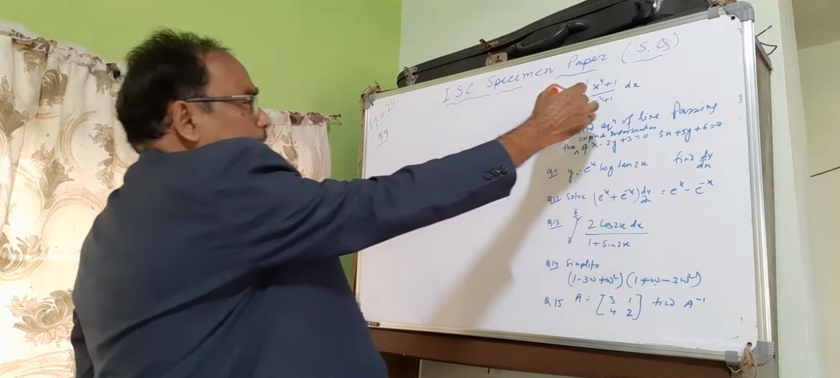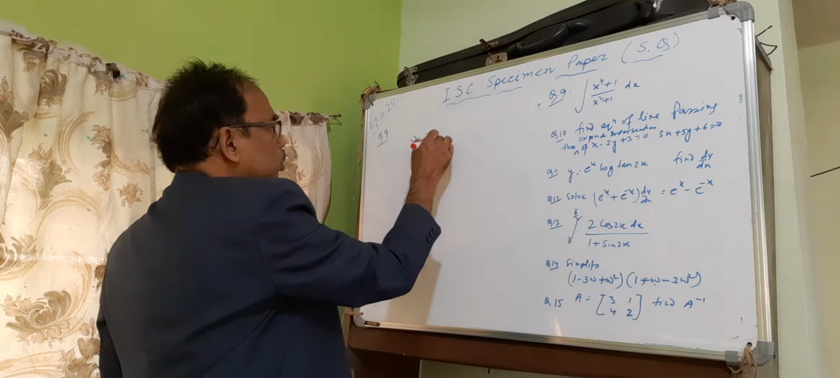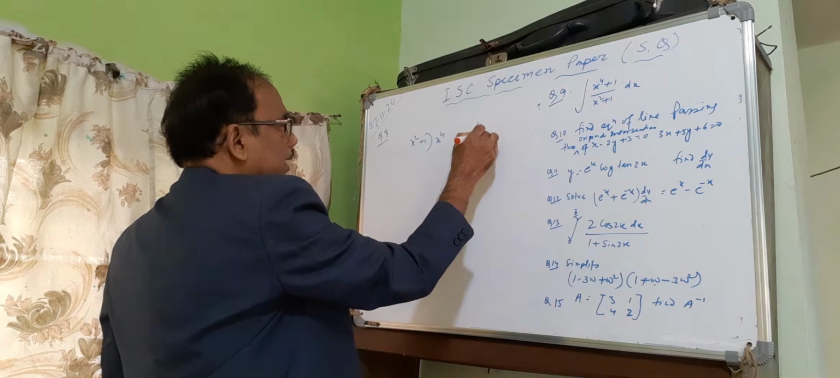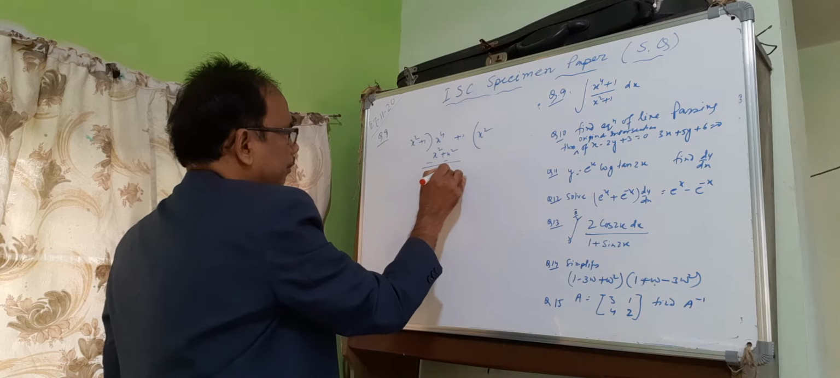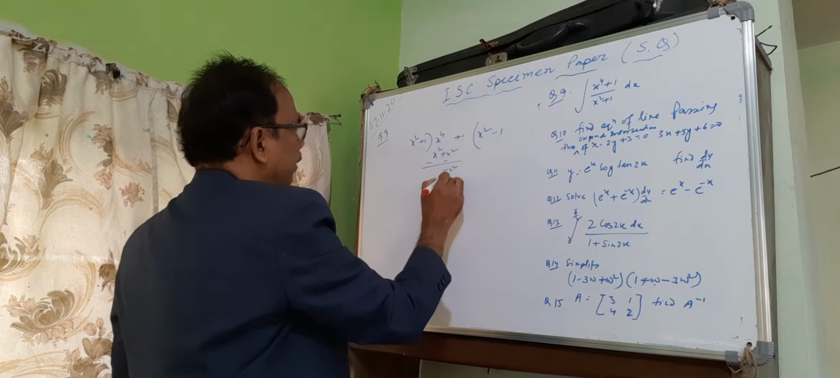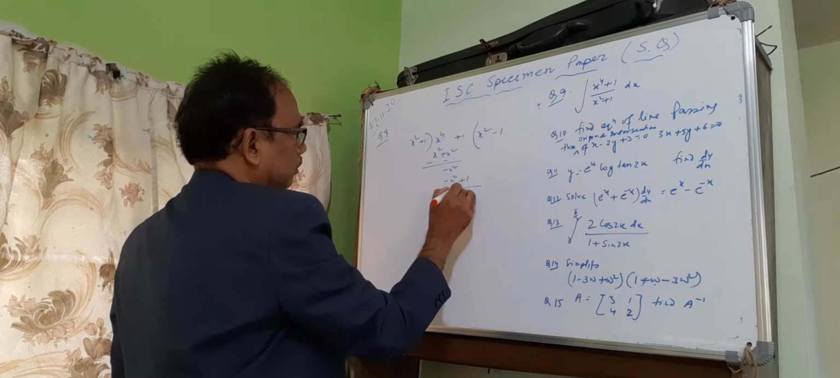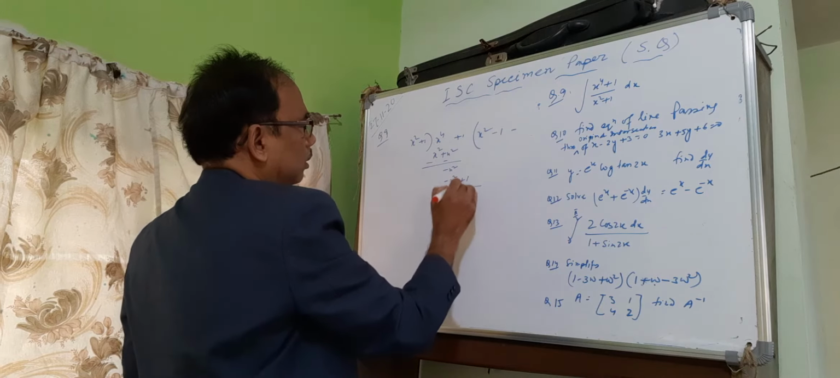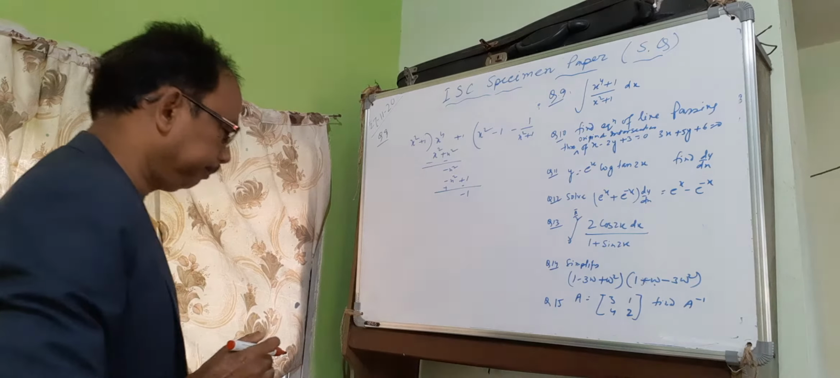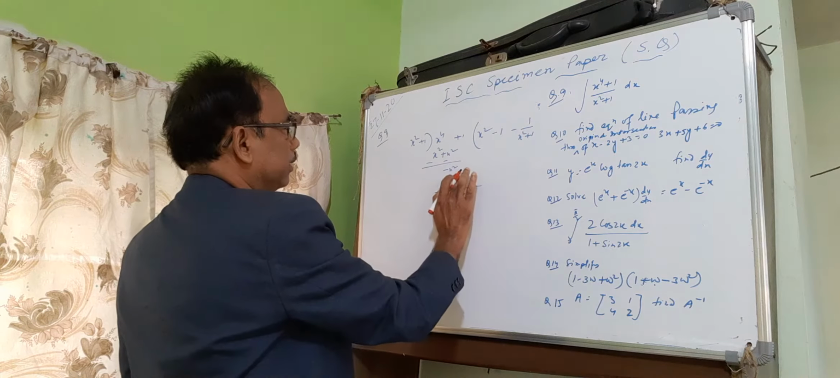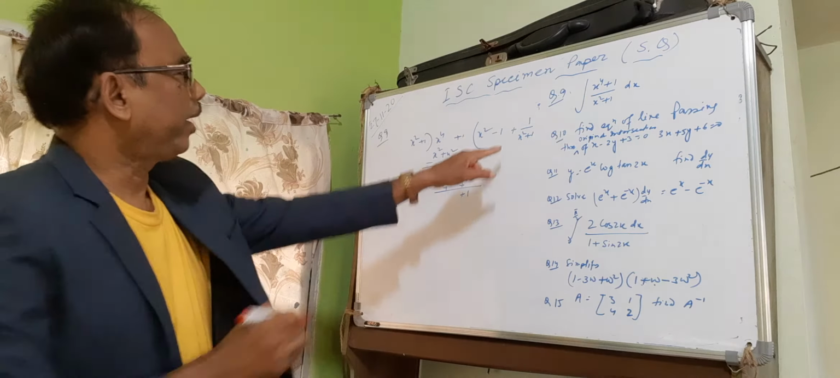You have to integrate this. Now do actual division. x square plus 1 into x to the power 4 plus 1. There is x square, x to the power 4 plus x square. Minus 1. Minus 1 over x square plus 1. This is minus 1. Now, this is the quotient.